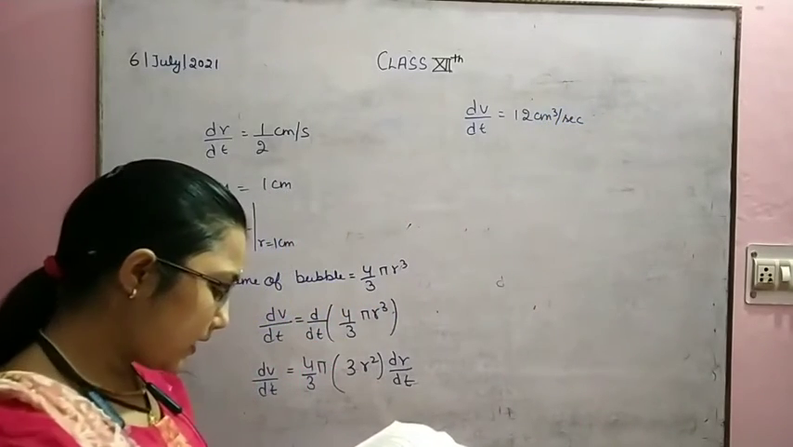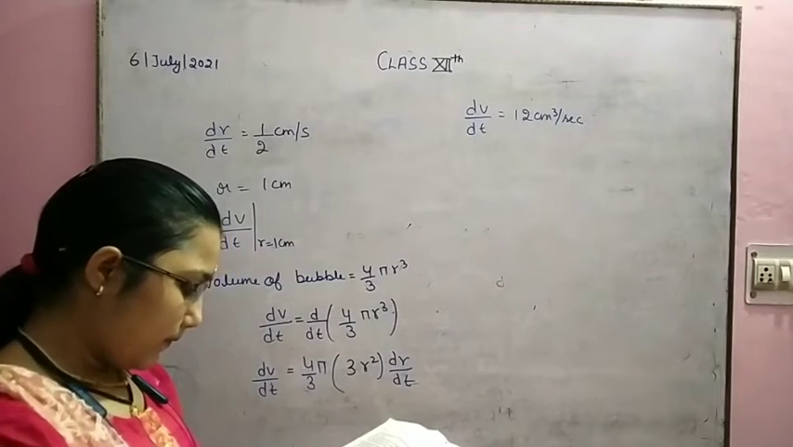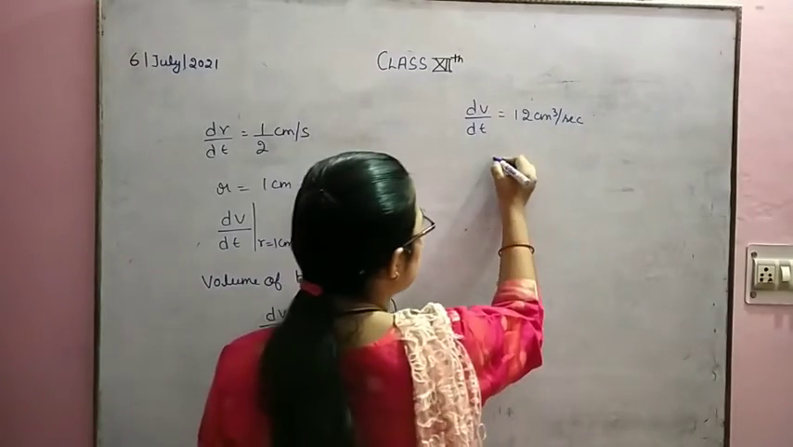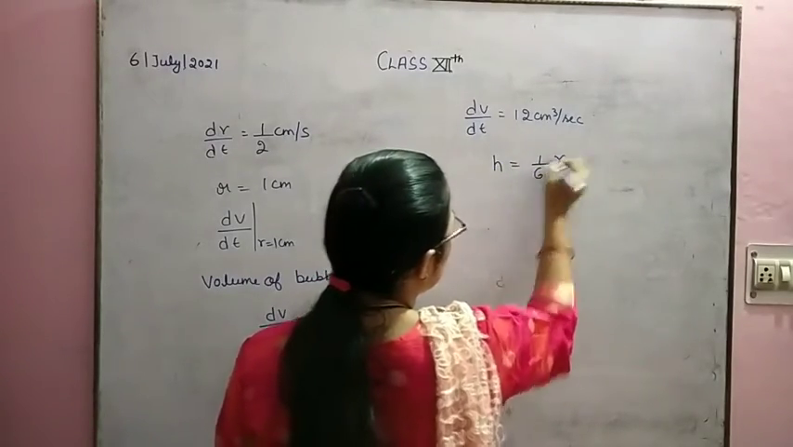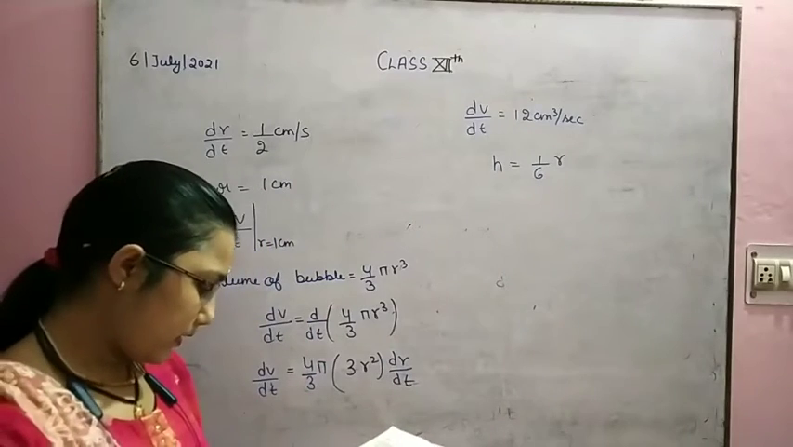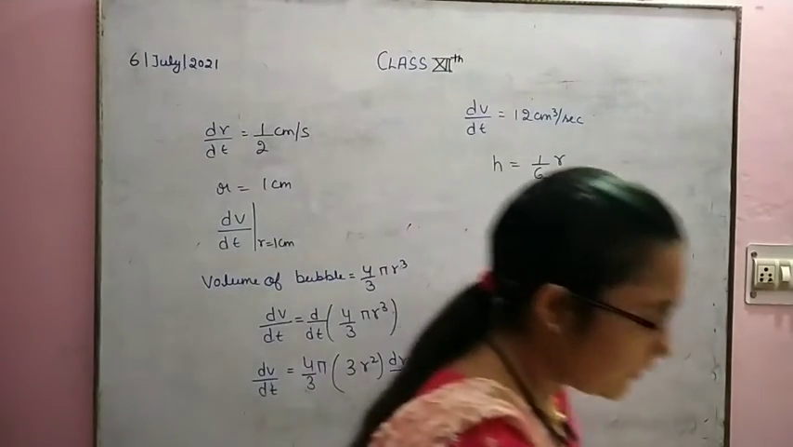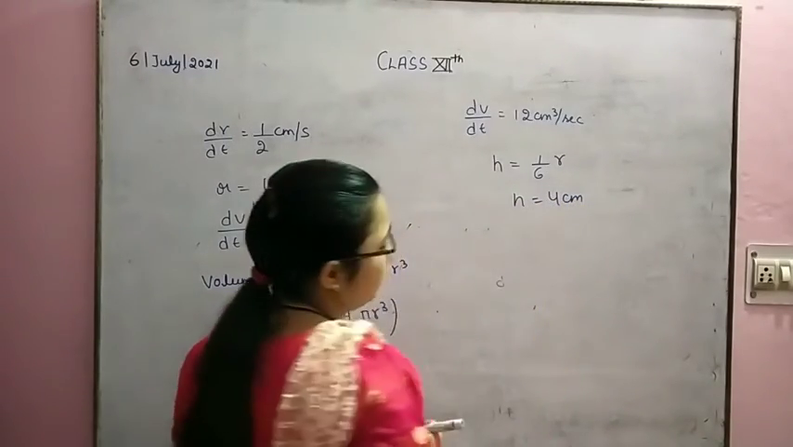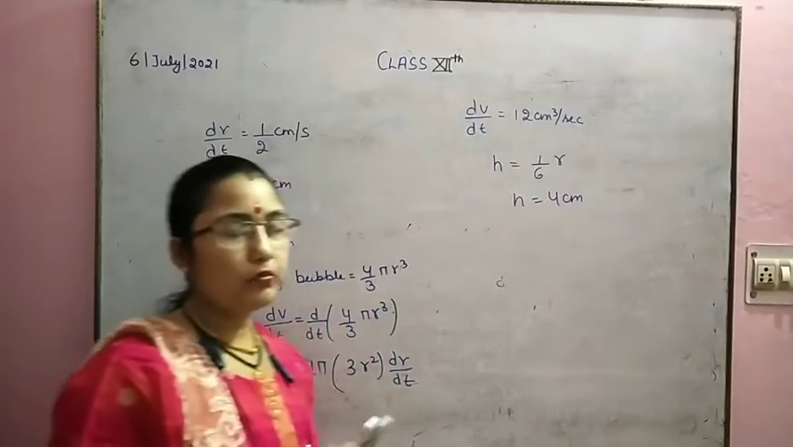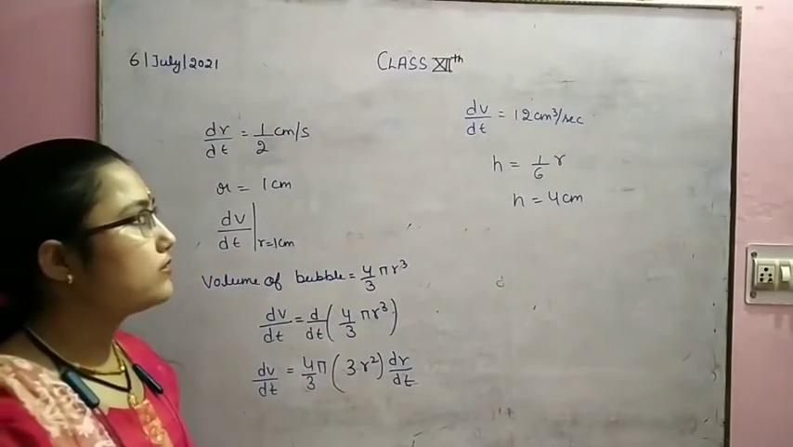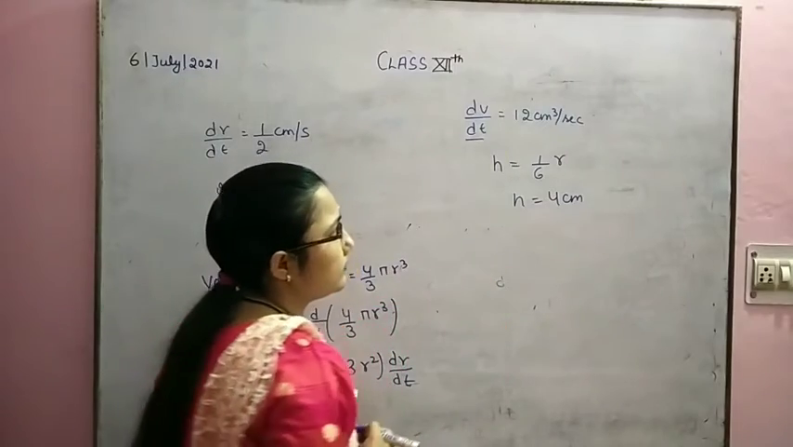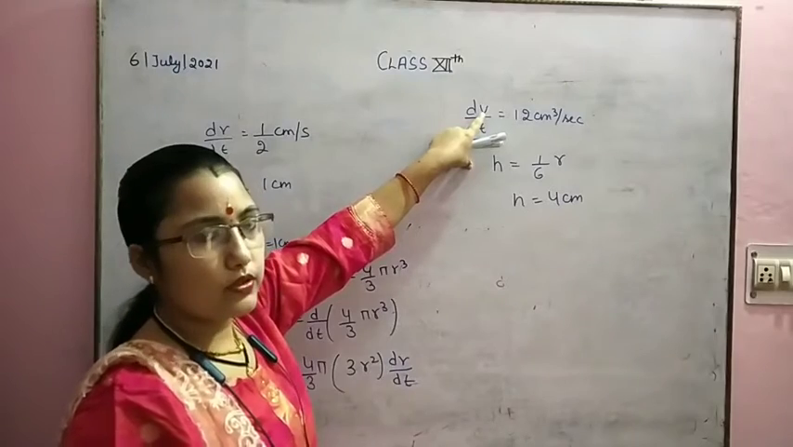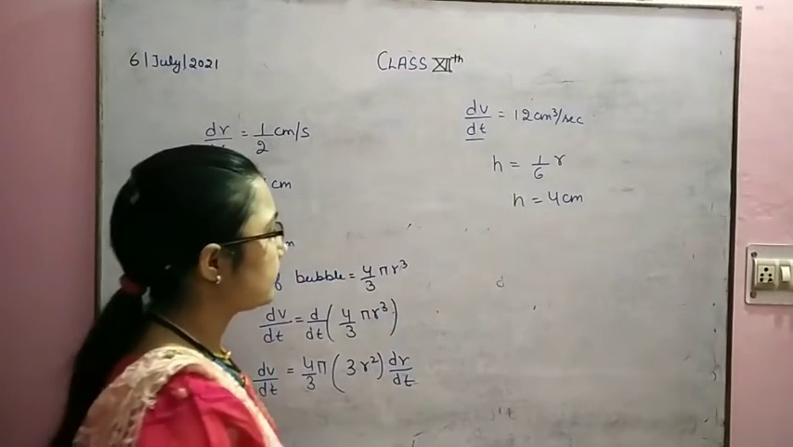Correct? And the second one, the height of the cone is always 1/6 of the radius of the base. How fast is the height of the sand cone increasing when the height is 4 centimeter? And it is given that the volume of the sand is regularly increasing. That means dV by dt is given. And here for the volume, we have to put the volume of a cone. Correct?